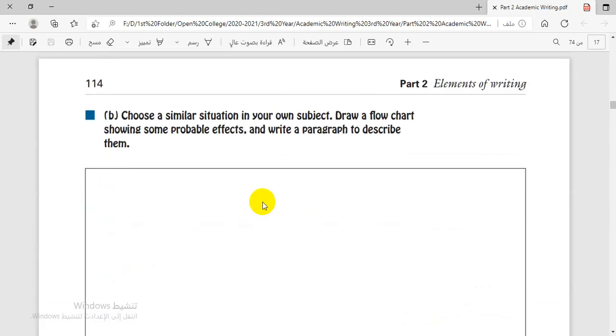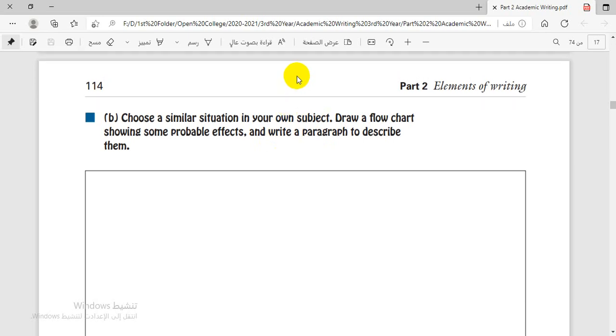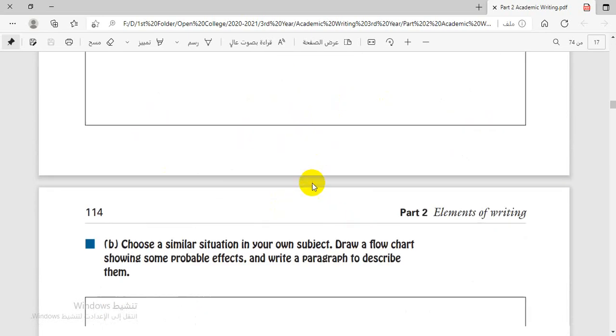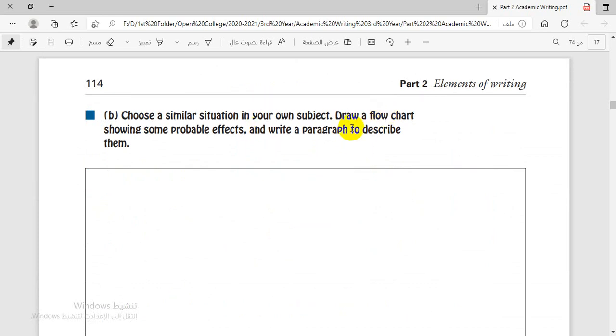And exercise B on page 114, choose a similar situation in your own subject. You have to think about a subject that leads to causes and effects. Choose a subject with causes and effects. Draw a flow chart just like this. This is called a flow chart. Draw a flow chart showing some probable effects. Write the paragraph describing them.